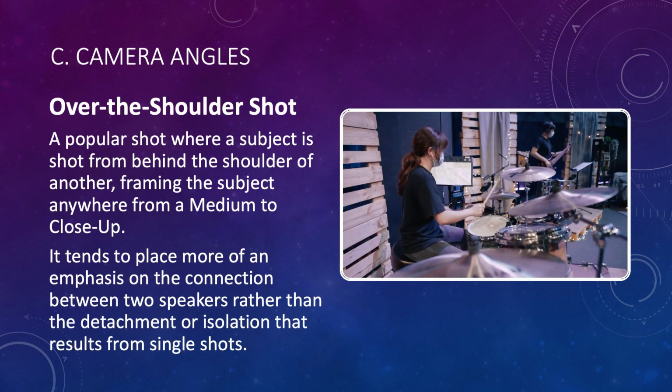Now, another creative shot will be the over-the-shoulder shot. In this shot, the camera is just off the shoulder, showing part of the subject's shoulder, and anywhere from a medium to a close-up shot is common. It tends to place more emphasis on connecting between two people, or a group of people surrounding the person, so that it's not a detached, isolated shot.